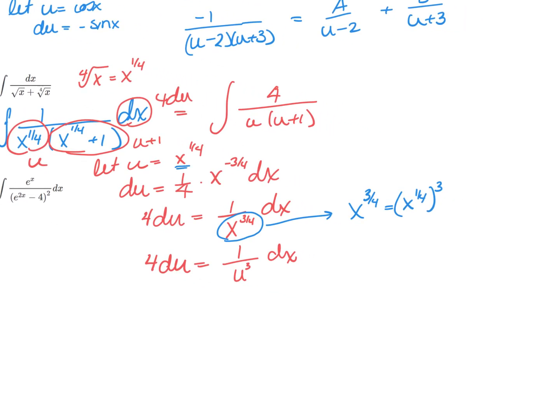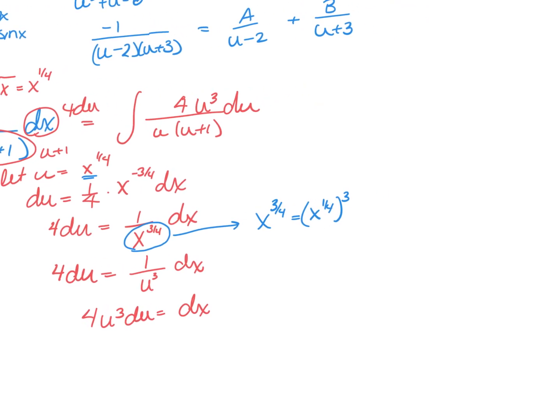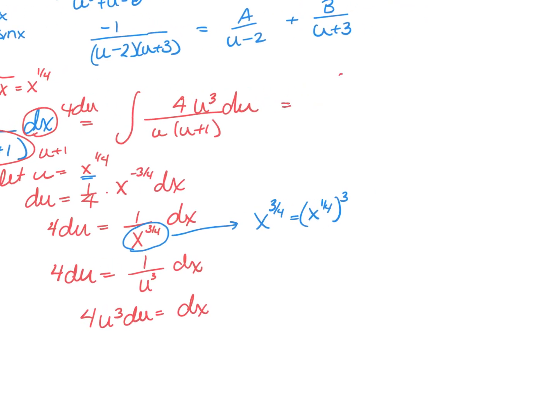And I have u is equal to x to the 4th. So that means that 4u cubed du would equal dx. So I need a 4u cubed du. Now you can see that I'm going to end up with 4u squared over u plus 1 du.